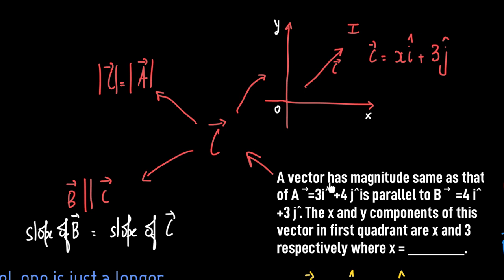So this vector, let us call that vector C, has the same magnitude as vector A. It is parallel to vector B, which means the slope of vector B should be equal to the slope of vector C. And the vector lies in the first quadrant such that vector C is xi plus 3j, the y component is 3, the i component is x respectively.